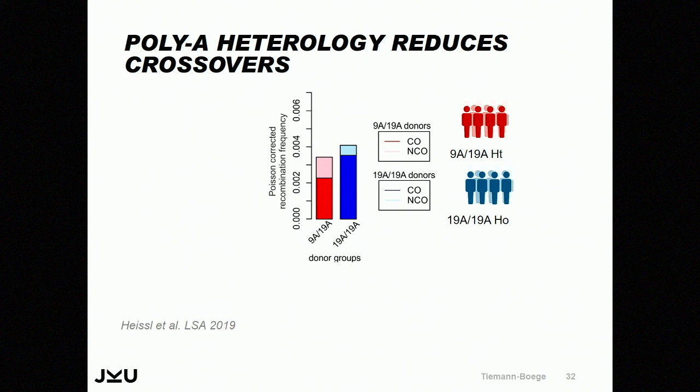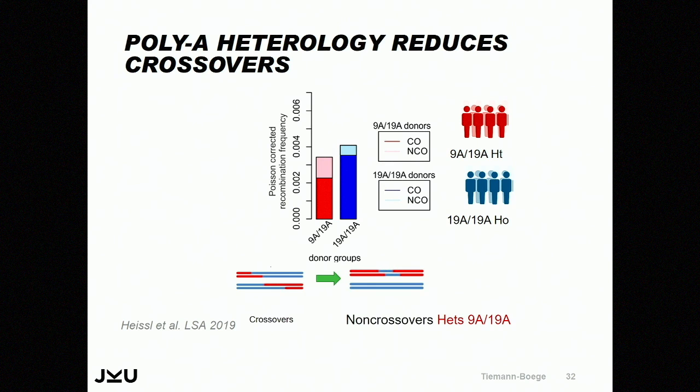So what does this heterology do? One thing it does, if you compare the homozygotes that have no heterology, they're 19A, they have this number of crossovers, but the ones that do have the heterology have a reduced number of crossovers and instead have an increased number of non-crossovers. So it seems that these heterozygotes prefer to repair via non-crossovers instead of crossovers at this particular hotspot. We also see a small reduction in recombination activity overall, and we don't know how to interpret this.